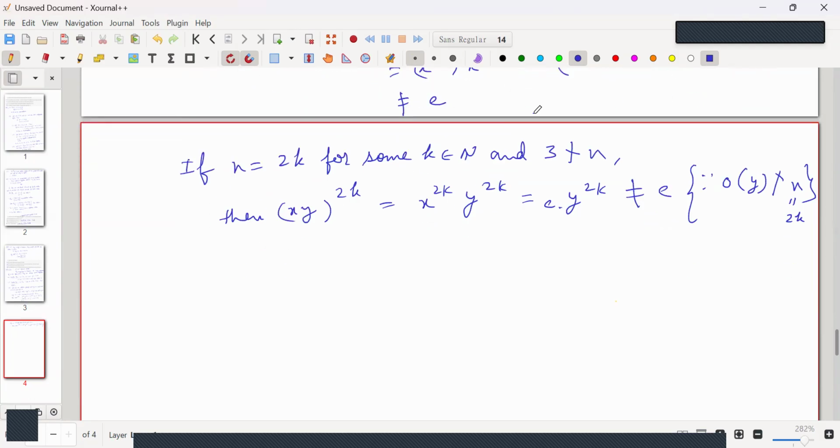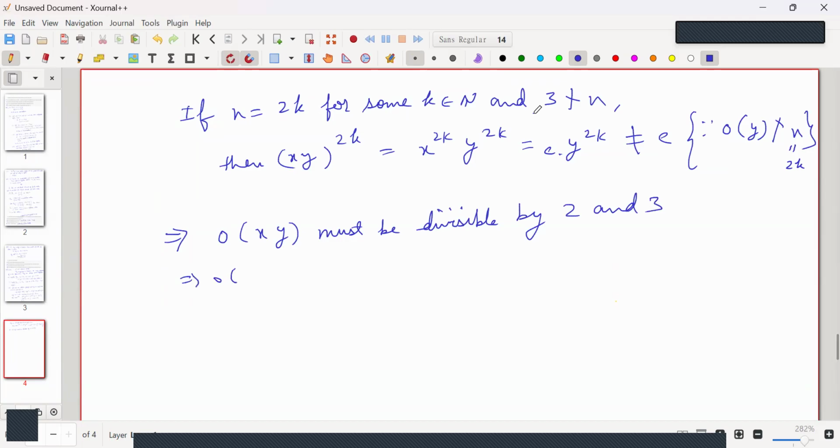Okay. Now this implies the order of xy must be divisible by 2 and 3, and hence the order of xy should be greater than or equal to 6. So one part is clear.